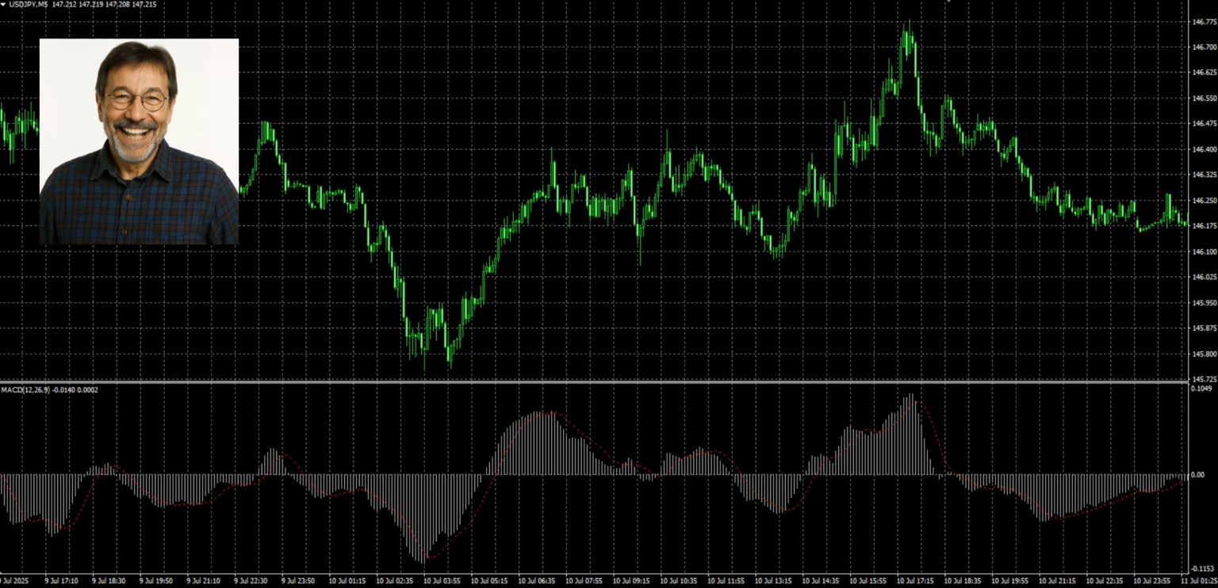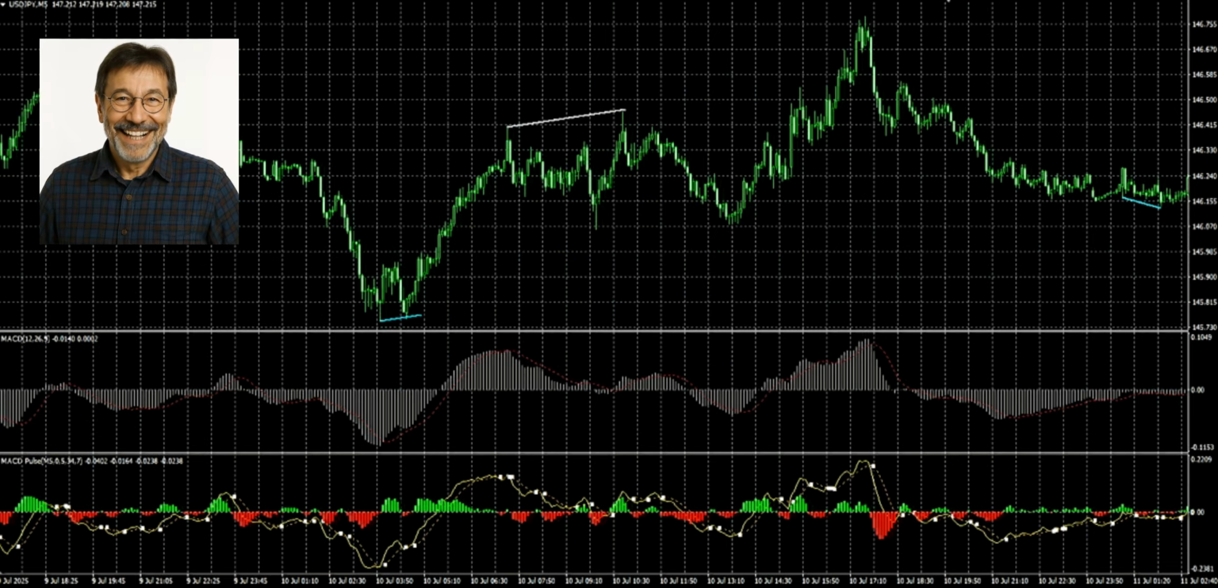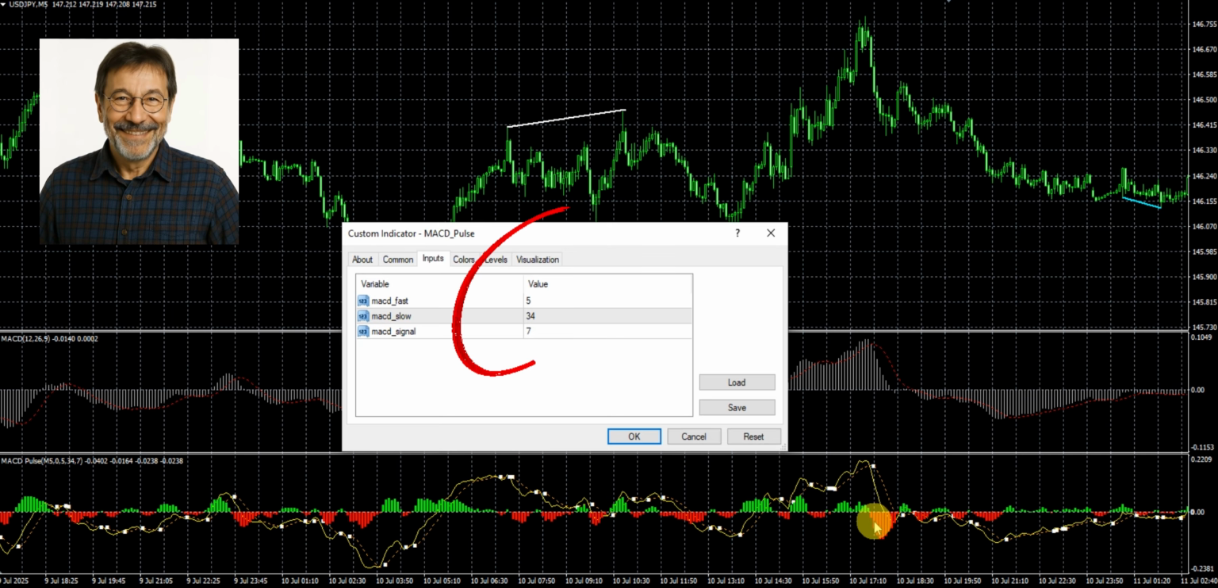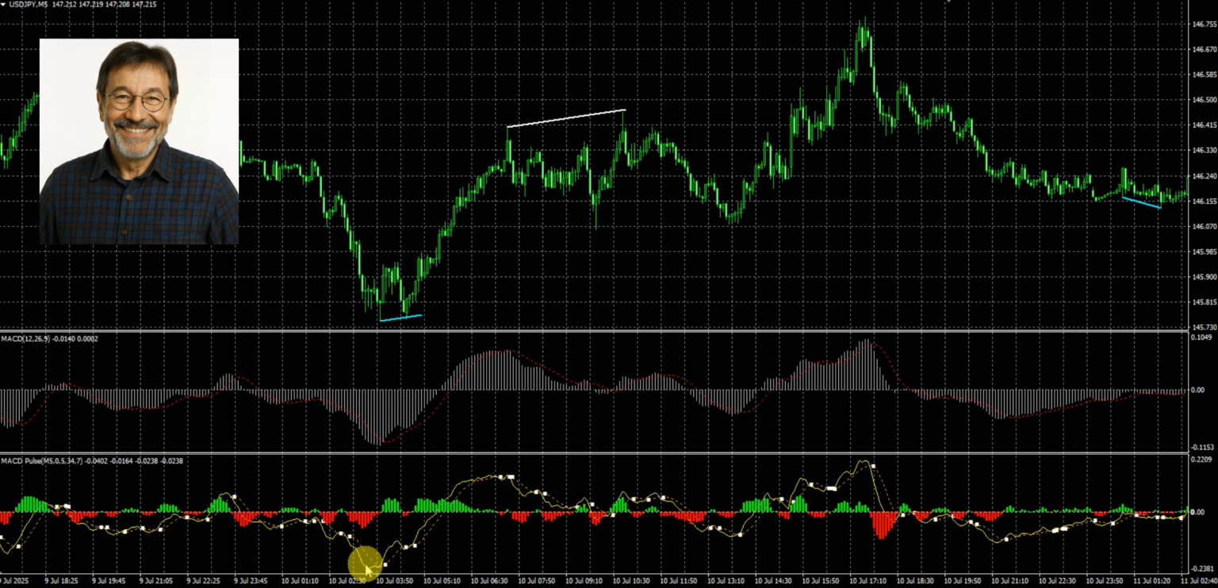Now imagine all the same functions, but clearer, brighter, and easier to understand. Now, meet MACD Pulse. This is my improved version of the indicator, and it includes refined settings, 5, 34, 7. These are time-tested values that work well in most trending markets. MACD line, now it's visible. You can see the momentum, whether it's rising or falling. Signal line smooths data, filters out noise, and confirms signals.